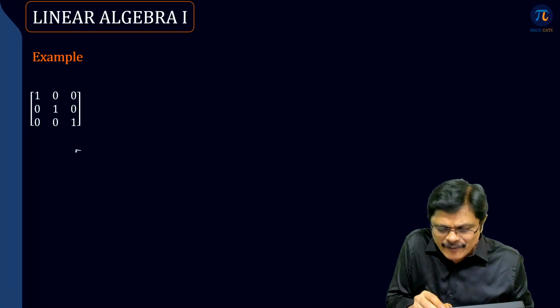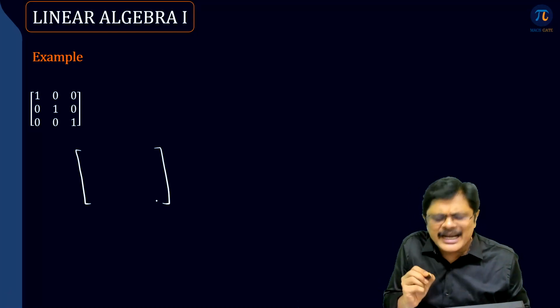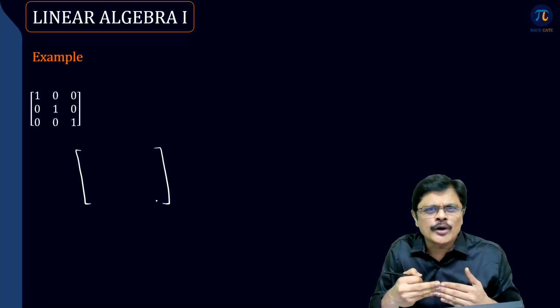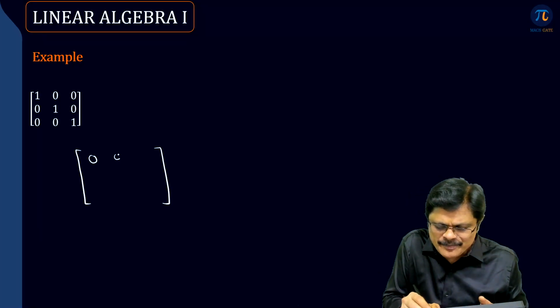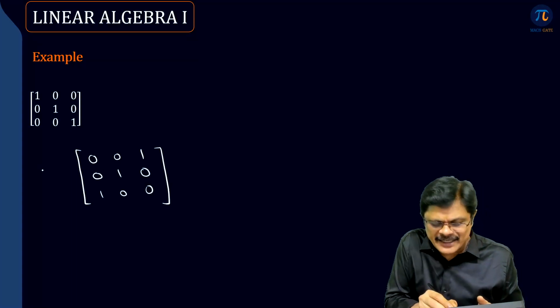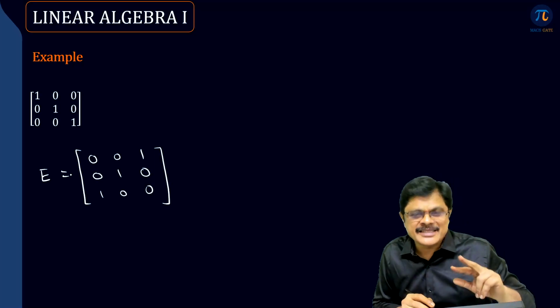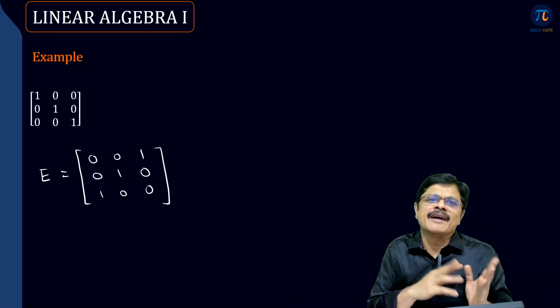See, when you interchange two rows, you can easily identify, sir. When you interchange two rows or two columns, you can easily identify. For example, if I write this, you can easily identify it is an elementary matrix obtained by interchanging first and third rows, yeah, first and third columns.